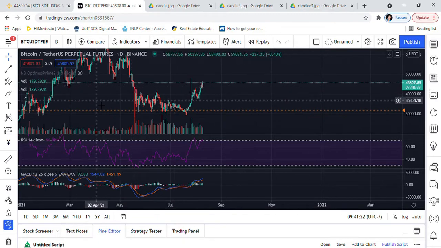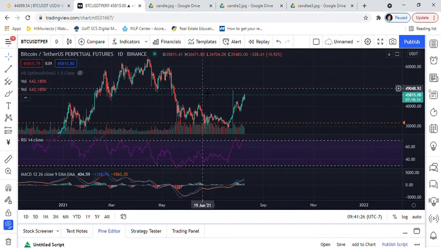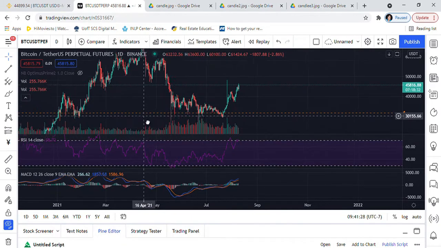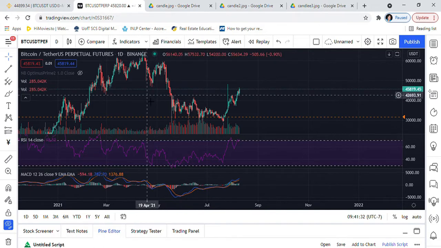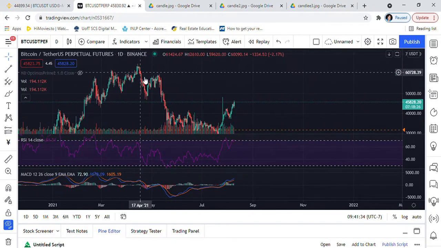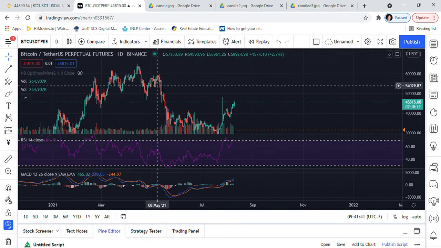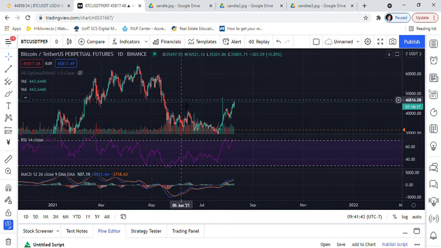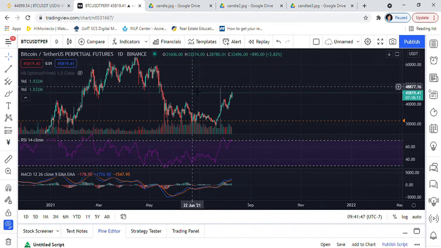Looking at this, it's showing me that we are in a downtrend, right? And in order to confirm that we are in a downtrend, you need to see the price forming at least 2 or 3 lower highs. Then you'll be able to confirm that, okay, we are in a downtrend.